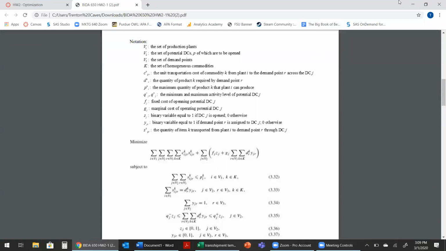So does everybody understand the objective function? Do you see how I interpreted that scenario? Can you go over it one more time? I'm sorry. Sure.